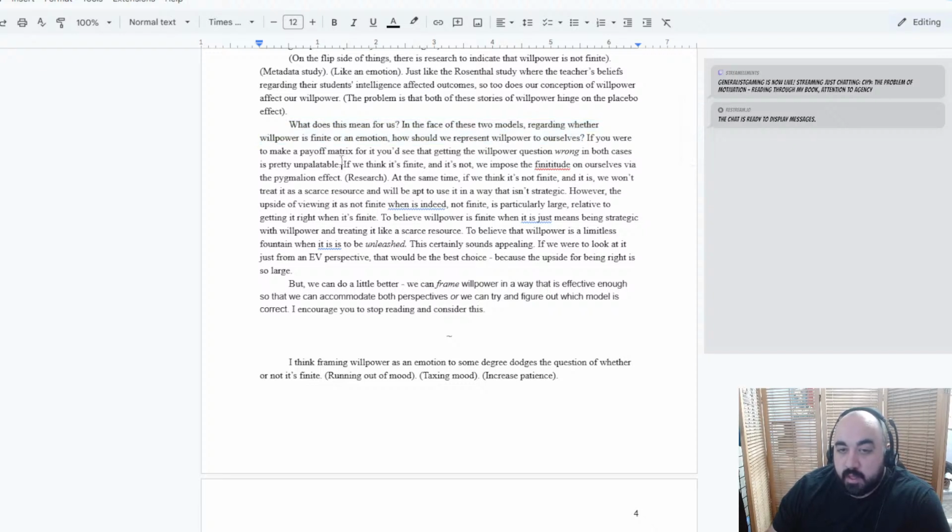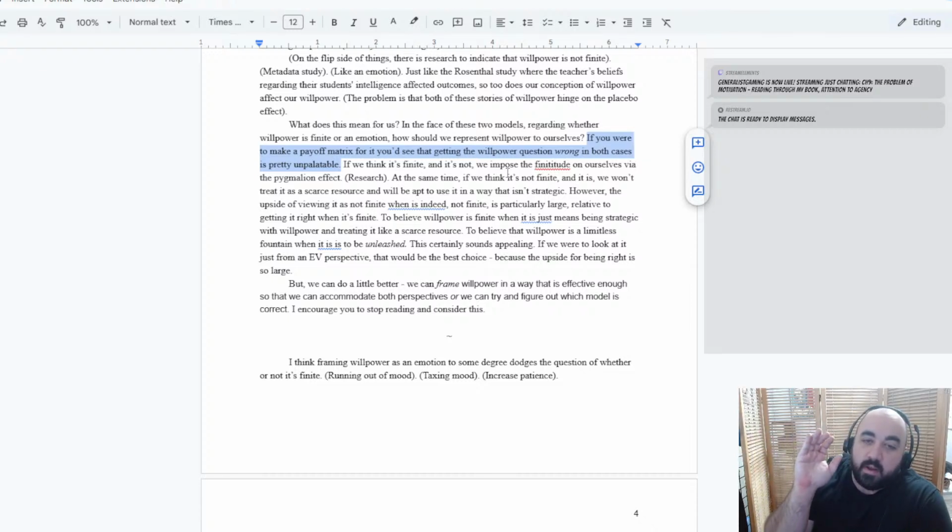This is something we talked about in a previous chapter, where we construct a payoff matrix where we say reality is one way or another. It's either that willpower is finite or it's not finite, and our belief is one way or the other. Either we believe willpower is finite or we believe it's infinite. Getting it wrong in both situations is not very helpful. If we think of it as finite and it's not, we impose the finitude on ourselves via the Pygmalion effect.